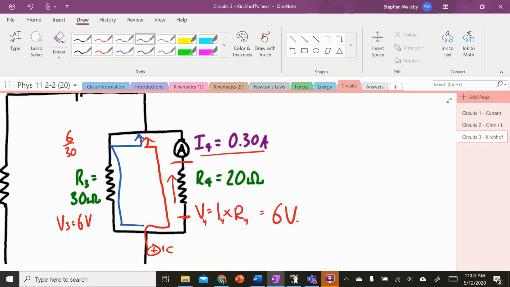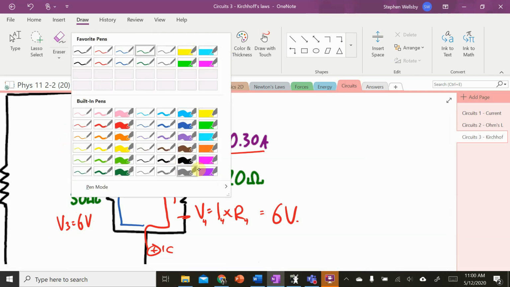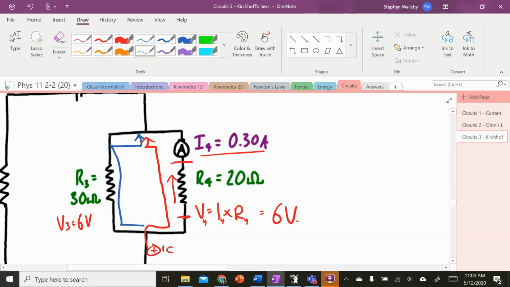So this part here, I wish I had purple ink. I should really get purple ink here. Okay, so purple ink for I3 equals V3 over R3 equals 6 over 30 equals 0.2 amps. Okay, so now I know this bit of information here. I know that I3 is 0.2 amps. I know I4 is 0.3 amps.